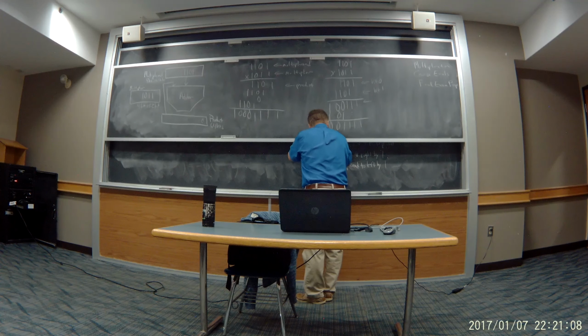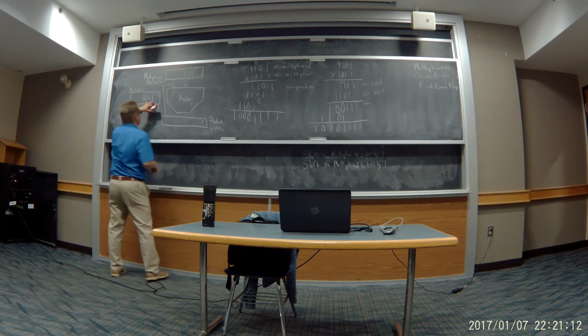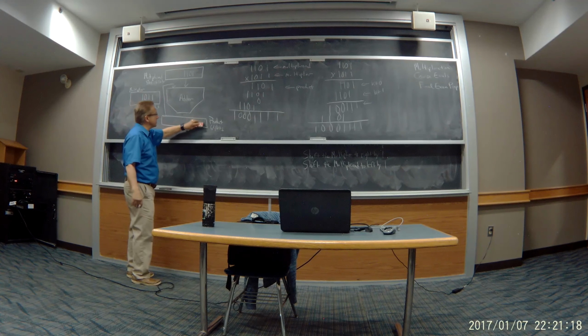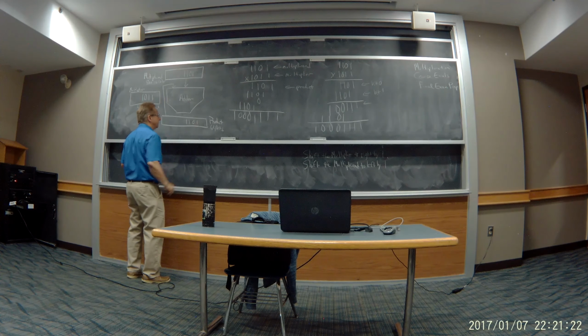Well, this is a pretty easy one, in that our least significant bit in the multiplier is a 1, so we're just going to add what's in the multiplicand to what's in the product register. Well, 1101 plus 0 gives us 1101.